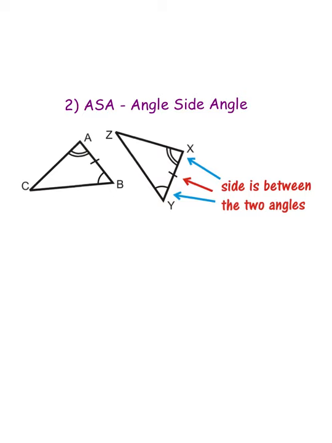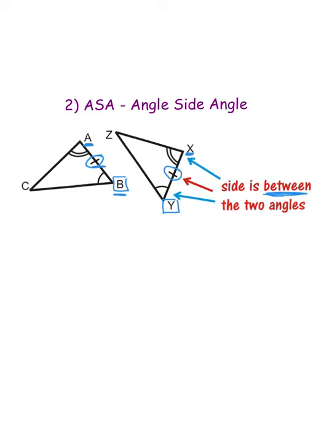The second method is called angle, side, angle. So if I look, angle A lines up with angle X because there's 2 slashes. This side, AB, lines up with this side here. And then angle B, because there's 1 slash in it, lines up with angle Y. So if I have 2 angles and the side in between, it has to be in between them, those 2 triangles are congruent. So again, if we're looking at the picture, it goes in order. We have an angle, then a side, then another angle.